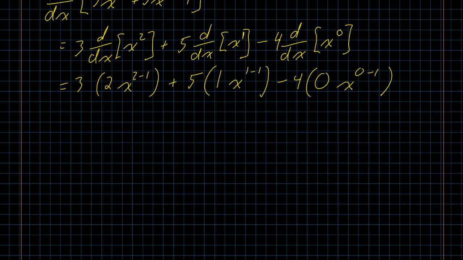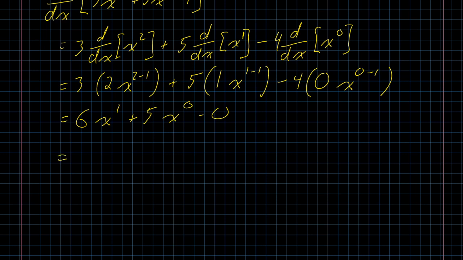All right, 3 times 2 is 6. 2 minus 1 is 1. 5 times 1 is 5. 1 minus 1 is 0. And then in the last term, we have 0 times a whole bunch of stuff, which is just going to end up being 0. We don't have to worry about anything else.